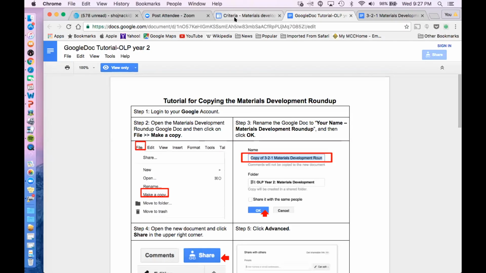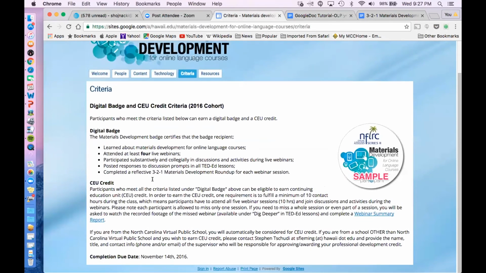Just a brief note to everyone, it's okay to submit your URL if you're not quite finished with your 3-2-1 yet. The important thing is to get it in, and then do finish it so that we can give you your badge. But it doesn't matter whether the 3-2-1 roundup is actually done or not. The main thing is that you give us the URL first.